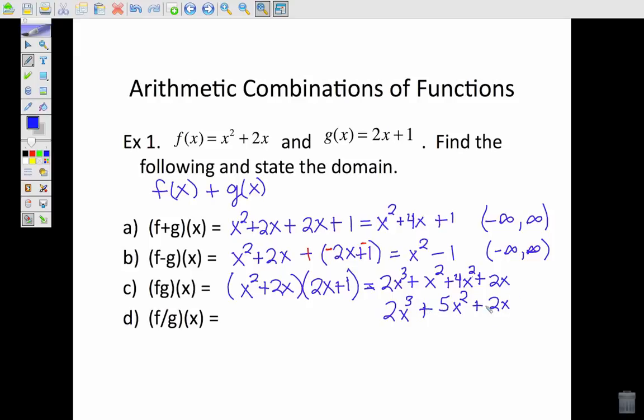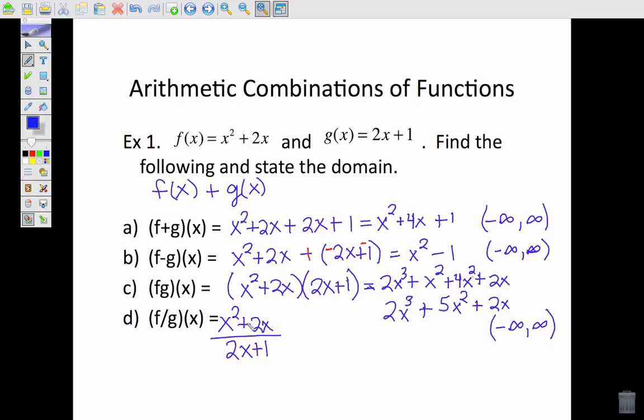Now looking at the domain, again, this is still a polynomial, so my domain is staying the same. You only have to have a red flag on domain when you're dealing with square roots or any nth root that's even, and fractions. All right, the last one here, division. So my f function is x squared plus 2x, and my g function is 2x plus 1.